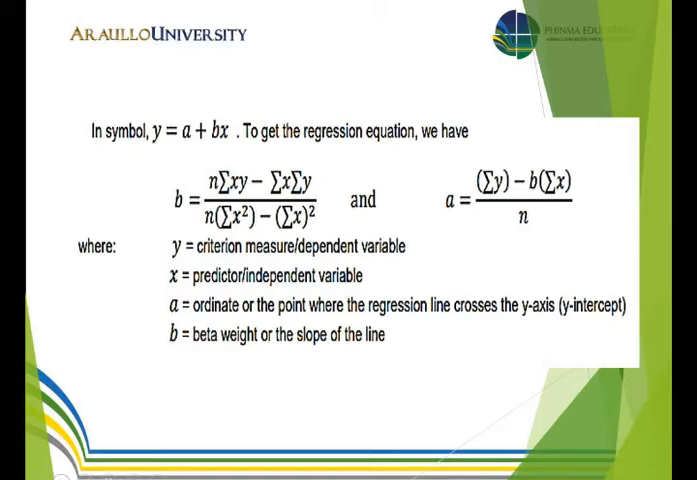Where y is the criterion measure or the dependent variable, and x is the predictor or independent variable, and a is the ordinate or the point where the regression line crosses the y-axis, or the y-intercept. And then b is the beta weight or the slope of the line. So we will use that formula to formulate a regression equation. Let's have an example.